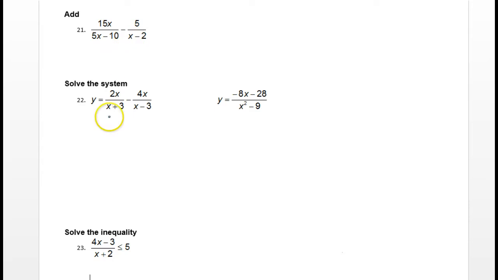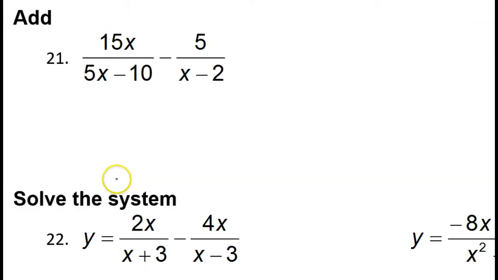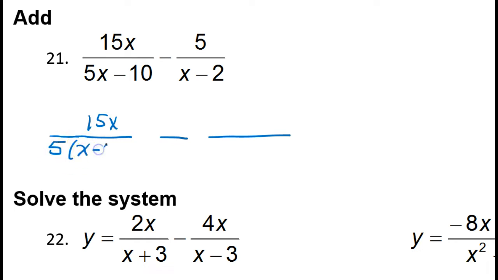Let's subtract these rational expressions. Very often the first thing you want to do is look for any common factors. In this case, there's a common factor here between the 5x and the 10. So I'm going to bring that out. So if I do, the problem becomes like this. So I've still got my 15x here. But in the denominator, if I pull out the common factor of 5, that leaves behind x minus 2. So meanwhile, over here, I have 5 and I also have x minus 2.